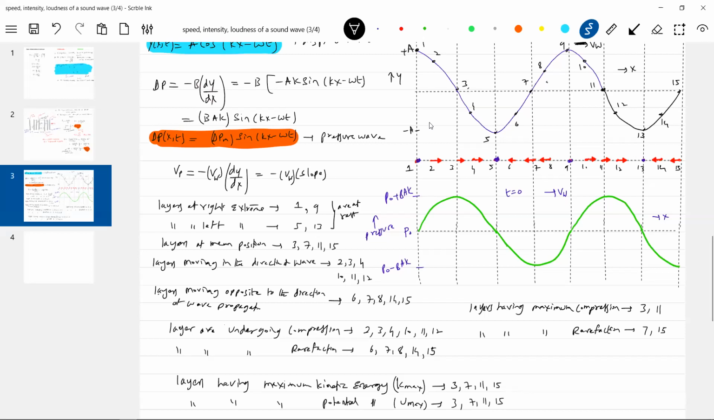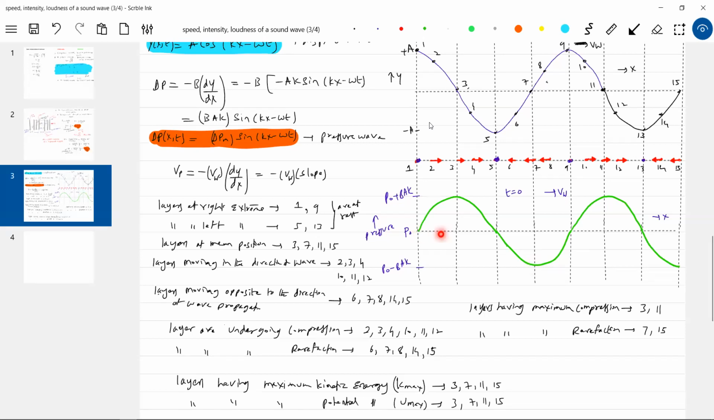Now, will you say that at the extreme, potential energy is maximum? No. At the extreme, potential is not maximum here. So now look at this. At maximum compression or at maximum rarefaction, what will be the potential energy? At maximum compression, 3 is having maximum compression. What is the potential energy? Maximum. Got the idea? At maximum rarefaction, potential energy will be maximum. These are very important.